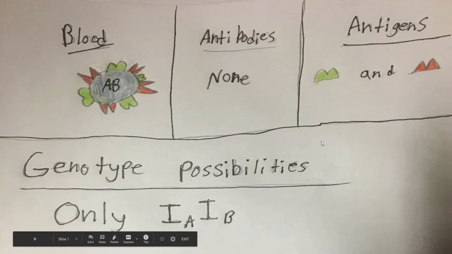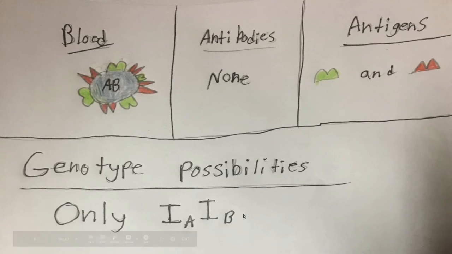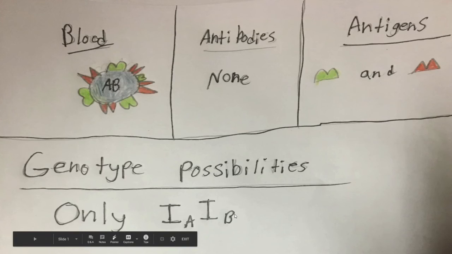The possible genotype for type AB blood is only IA IB, since it's a combination of type A and type B blood. And this is also an example of codominance because both of the alleles here are dominant.